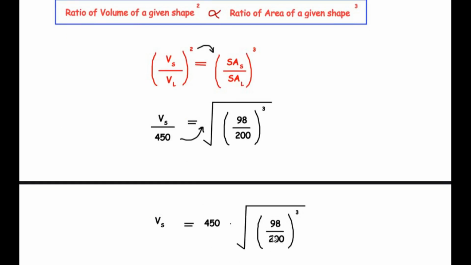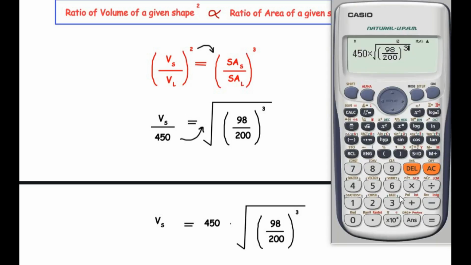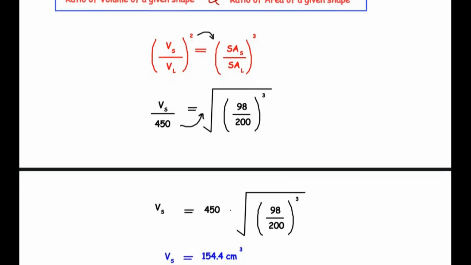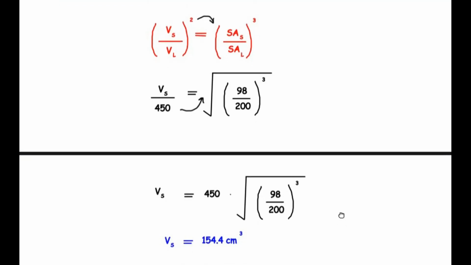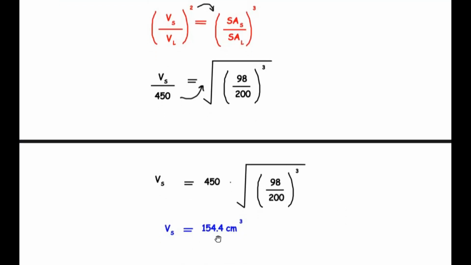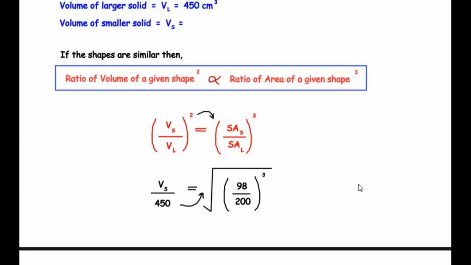So let us see what value this gives us. So this is going to give us the value as, in decimals, 154.35. Now I am going to round it to one decimal place. So it becomes 154.4 cubic centimeter. So let me write here. So here the volume of the smaller shape or smaller solid is 154.4 cubic centimeter.